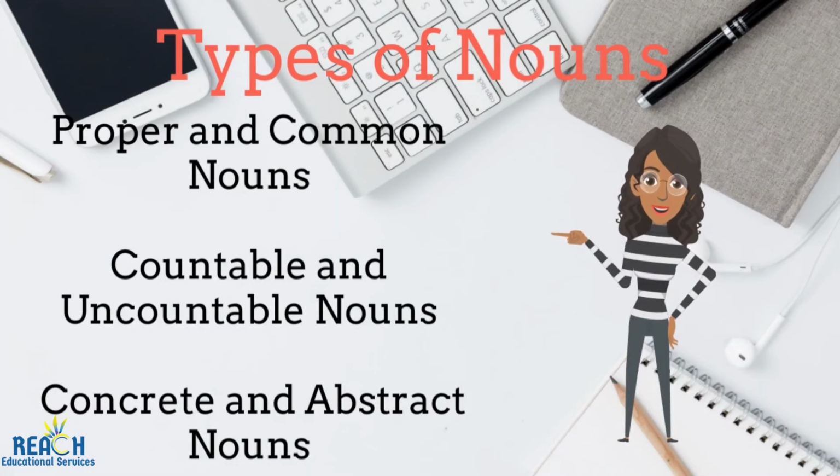Let's take things a little further and learn about types of nouns. So here we have 3 categories for types of nouns. So we have proper and common nouns. So nouns can either be common or proper, countable or uncountable, concrete or abstract. Next, let's look at the definition and some examples of these nouns.